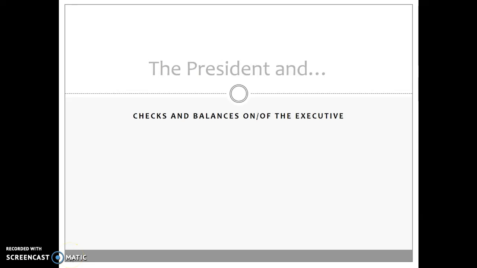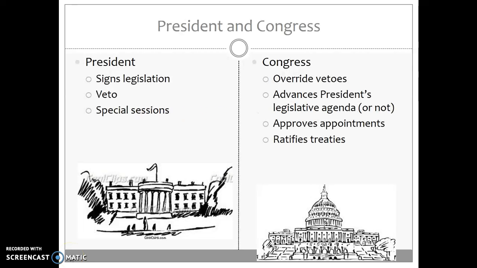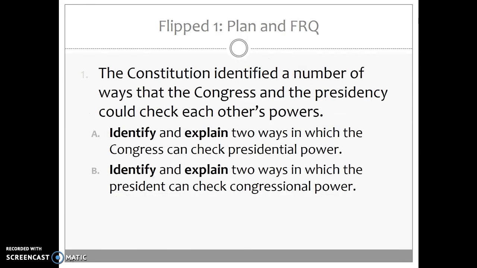This lecture is about checks and balances in the executive branch. So just to recap, here's a basic list of checks and balances between the president and Congress. The president signs legislation that Congress gives to him, but they can override vetoes. He can veto. He can call special sessions of Congress to discuss issues. Congress can advance the president's legislative agenda or not. If they want to block him, they have to approve his appointments and ratify his treaties, etc., etc.